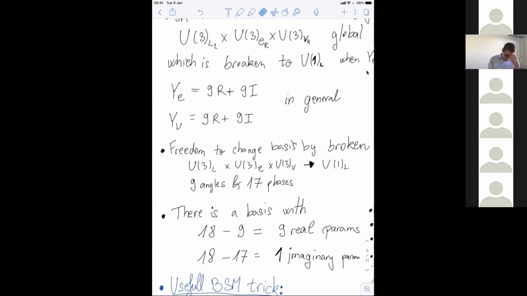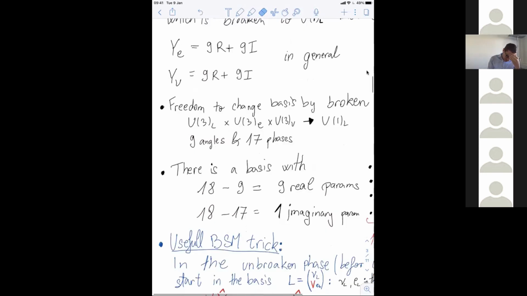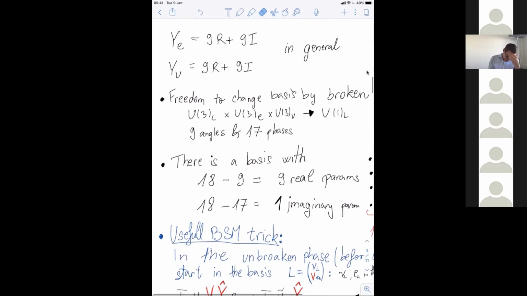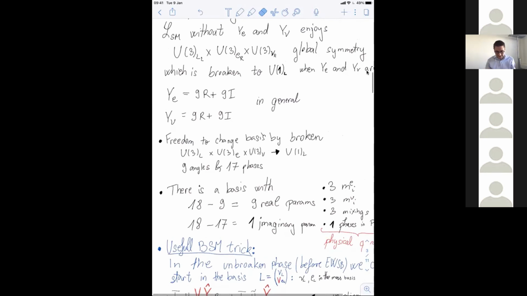Broken transformations. And what does this mean? This means that you can use these broken generators because they are broken by the Yukawa interactions, meaning when you do a transformation, the Yukawa matrix changes in a different basis. So eventually you can go to a basis where you cancel some imaginary parameters in the Yukawa. Yeah, right. So okay, I see. So you take the number of parameters in the general basis, which is 18, and then you take the difference with the broken generators, and you get the number of physical parameters.